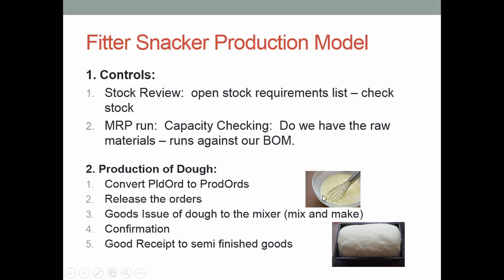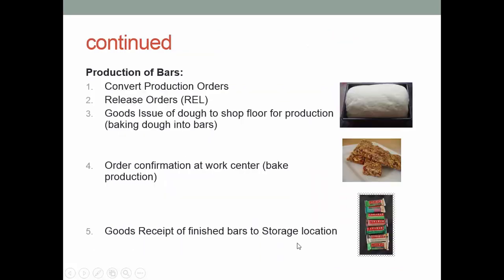This example up here in the corner shows where we're mixing up the dough, as well as making the actual dough itself and putting it into the pans. That's called the goods issue of dough to the mixer. Then they do a confirmation, and finally the goods receipt of the semi-finished good, which is our semi-finished good, to the storage location. Once that's in the storage location, we begin the actual production of bars.